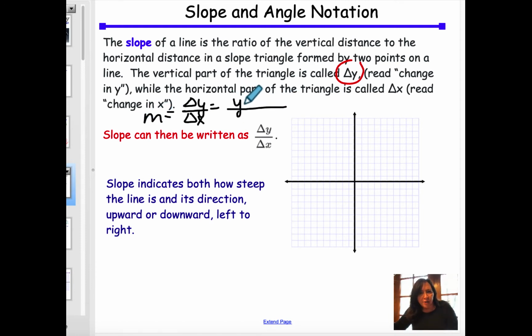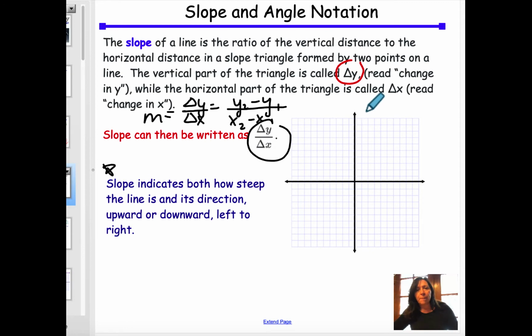You're going to subtract your y's. It's the difference in your y's over your difference in your x's, okay? So that's the slope. Slope can be rewritten as delta y over delta x, and it's just the rise over the run. And the slope indicates how steep the line is and also the direction. So if your slope is rising up, that means it's positive. It's going up to the right, it's positive. It's going down to the right, it's a negative slope.